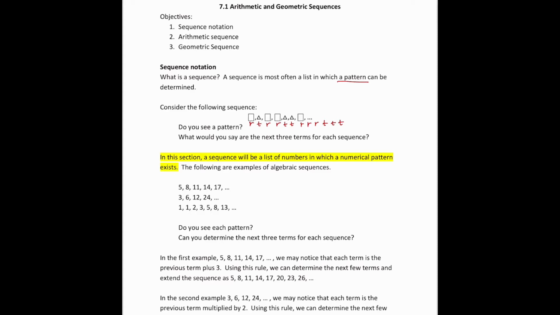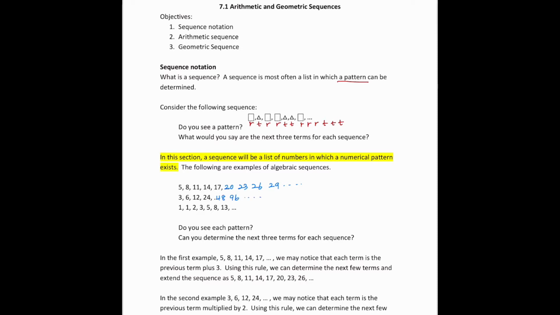When I look at the first pattern, 5, 8, 11, 14, 17, it looks like you're adding 3 to get another number: adding 3, 20, adding 3, 23, 26, 29, and go on, right? But the second sequence is 3, 6, 12, and 24. The next number is twice the previous number. You've got to multiply by 2. So 24 times 2 is 48, and then 96, and go on.